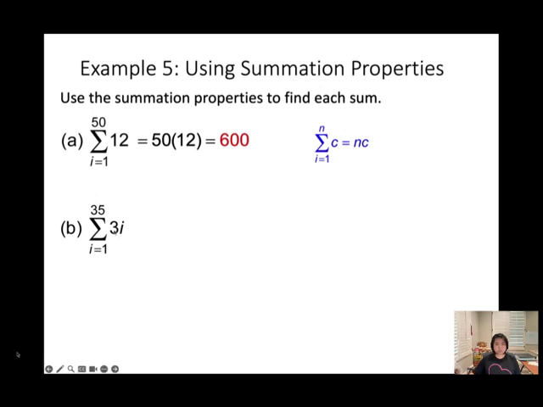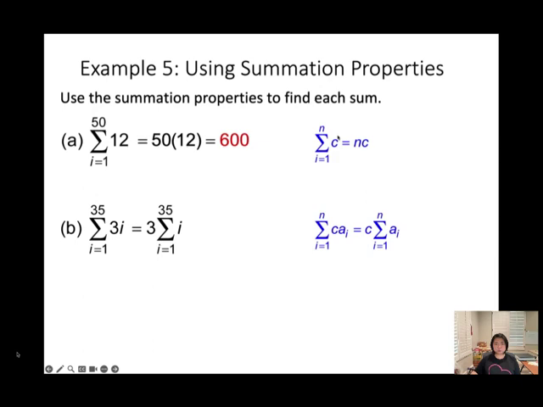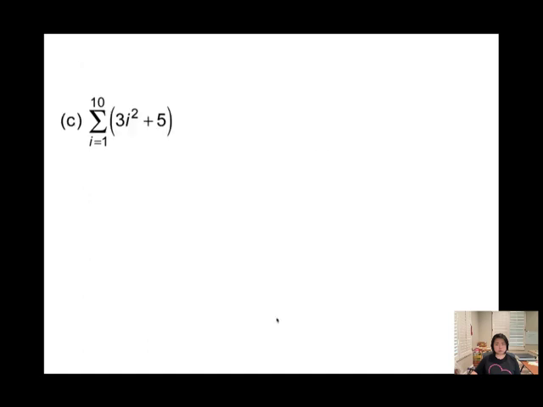This one, you do have a 3 here. The constant, you could take it outside, right? And then this is only i. So for i, that will be here using this formula, n times n plus 1 over 2. Okay, so plug in this formula, n times n plus 1 over 2.